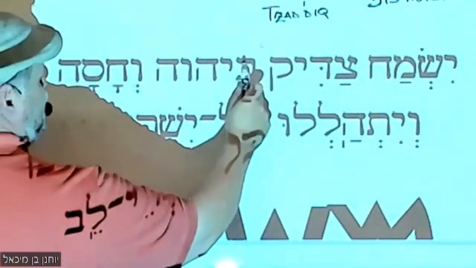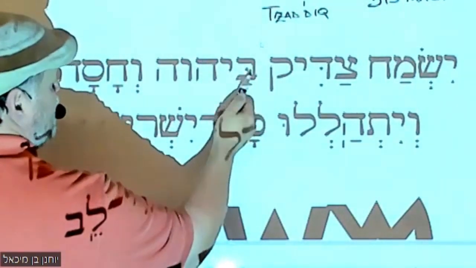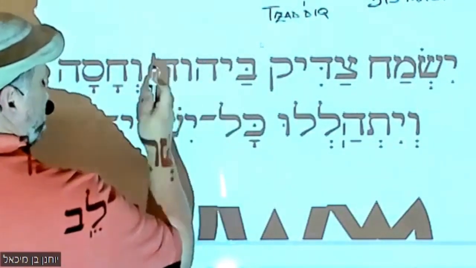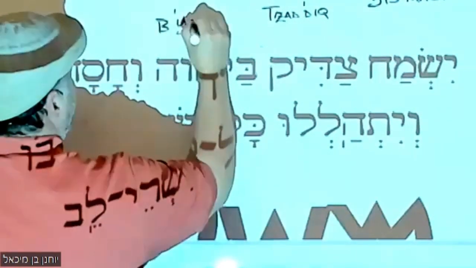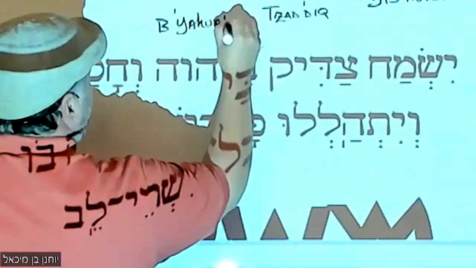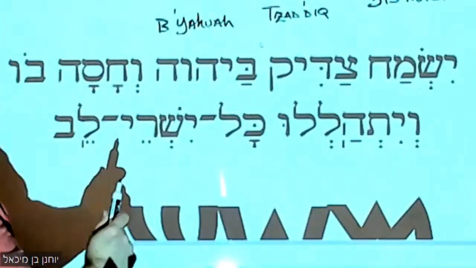Bayawa, right? So bet, pointed patach, ba, and then yud hey vav hey, Yahweh. All right, bayawa. What about our next word here?